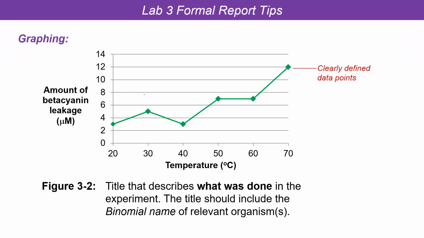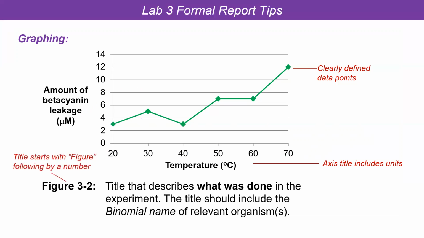First of all, when you make the graph, you should have clearly defined data points. You can use diamonds, squares, rectangles, circles, whatever, but just make sure they're very clearly defined so I can see where those data points actually are. Number two, you're going to label your axes, and the axes are going to include the units. Make sure you have the proper units: degrees Celsius, not degrees Kelvin, for example, and so on.